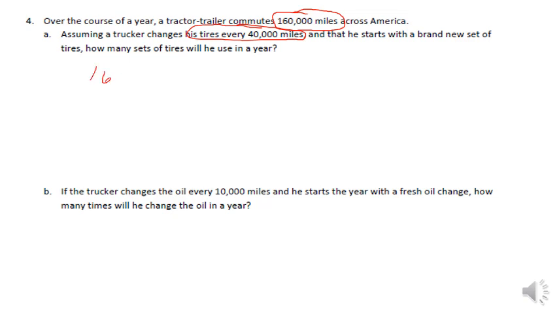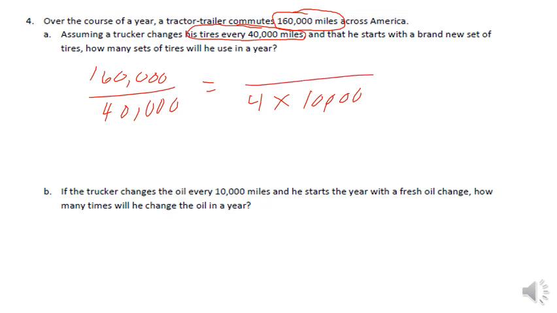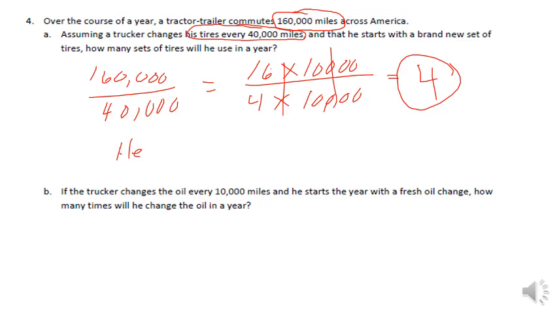So we can tell this is 160,000 divided by 40,000. I can see I can get a multiple of 10,000 out of this one. That'd take care of a large number. If I take 10,000 out of this one, I get 16 times 10,000. Take out the common factors, it means 16 divided by 4, which equals 4. He will change his set 4 times. He will change tires 4 times.